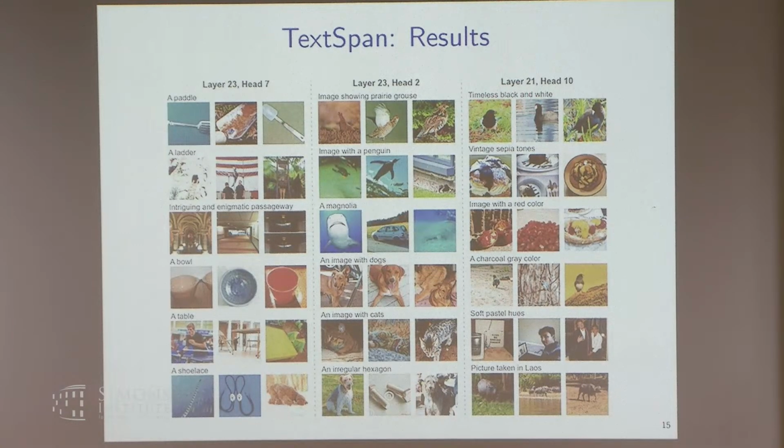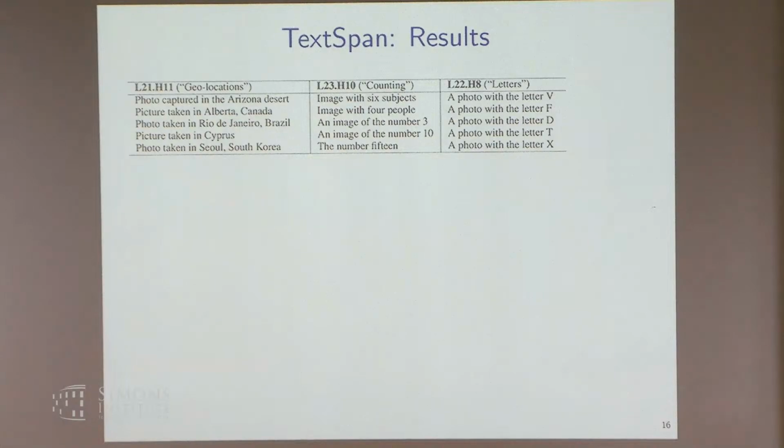each of these directions. And if you look at this across lots and lots of heads, you see that many heads specialize to specific roles. So layer 21, head 11, looks at different geographical locations. It has Arizona desert, Alberta, Canada, Rio de Janeiro, Cyprus, Seoul, South Korea.